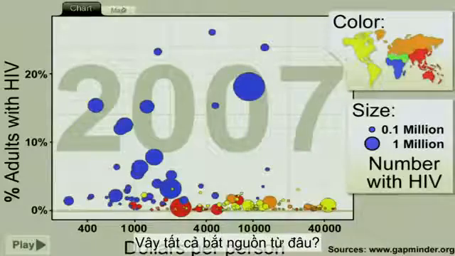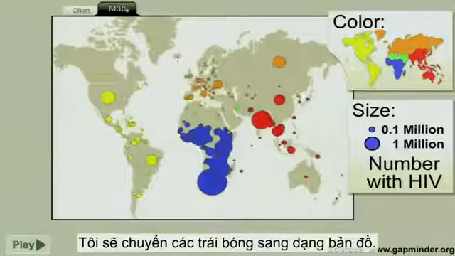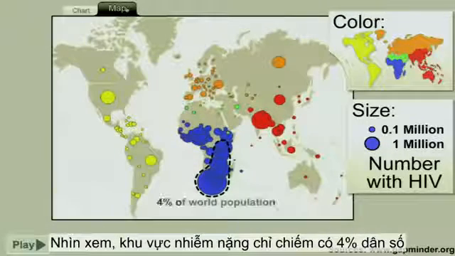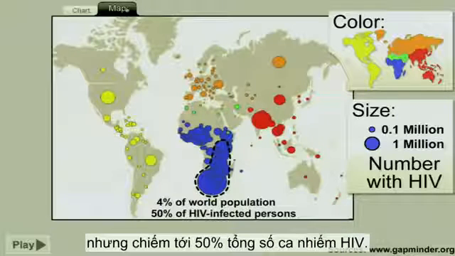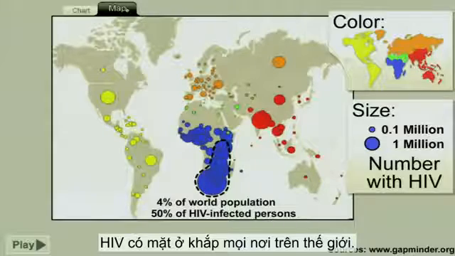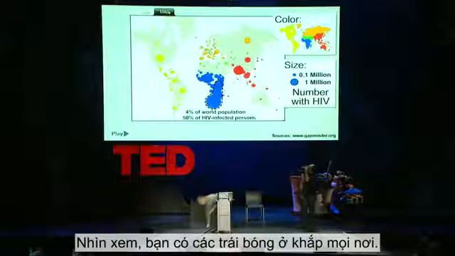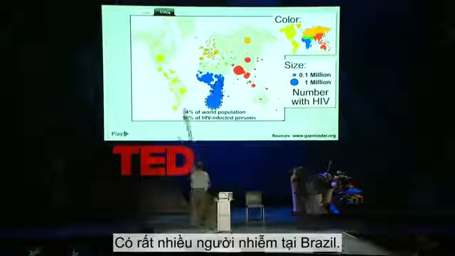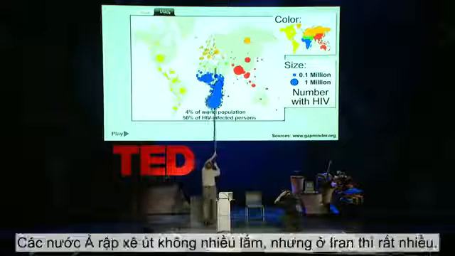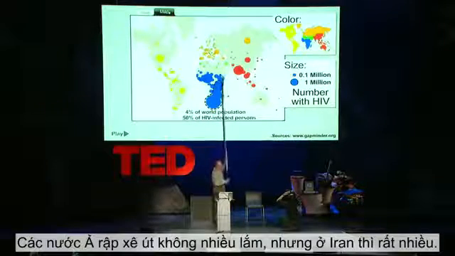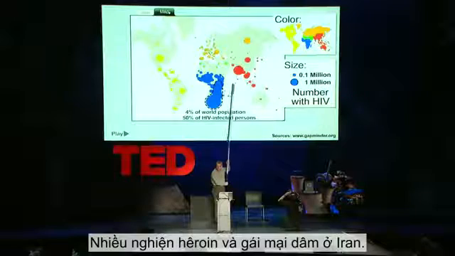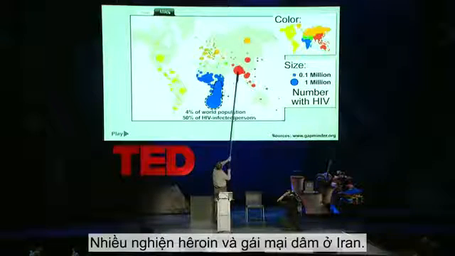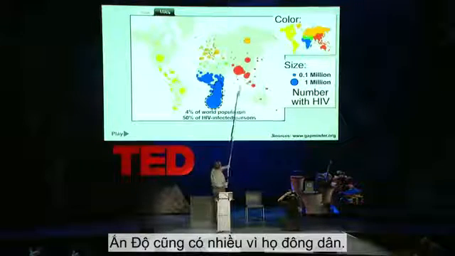But where are they situated? I will swap the bubbles to a map. Look. The highly infected are 4% of world population, and they hold 50% of the HIV infected. HIV exists all over the world. Look, you have bubbles all over the world here. Brazil has many HIV infected. Arab countries not so much, but Iran is quite high. They have heroin addiction and also prostitution in Iran. India is many because there are many, Southeast Asia, and so on.